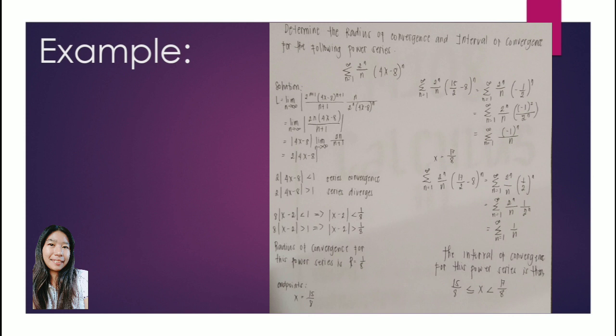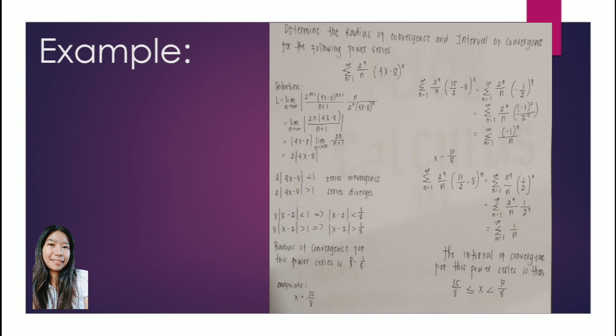When 2 times the absolute value of 4x minus 8 is less than 1, the series converges, and when 2 times the absolute value of 4x minus 8 is greater than 1, the series diverges. So 8 times the absolute value of x minus 2 less than 1 is equal to the absolute value of x minus 2 less than 1 over 8, and 8 times the absolute value of x minus 2 greater than 1 is equal to the absolute value of x minus 2 greater than 1 over 8. So the radius of convergence for this power series is r equal to 1 over 8.